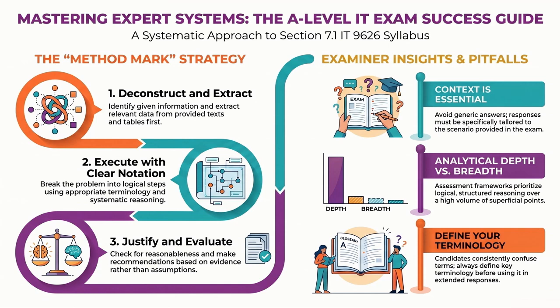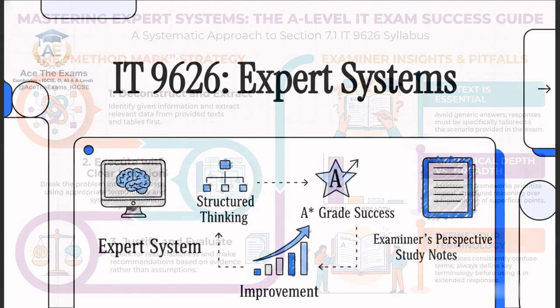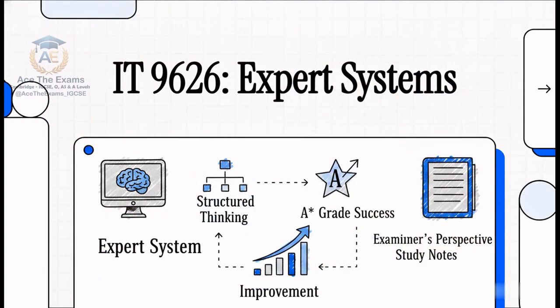Welcome to This Explainer. Today, we are unlocking the absolute secrets of the Cambridge IT 9626 syllabus, specifically focusing on topic 7.1, the advantages and disadvantages of expert systems. But listen, whether you're taking 0417, 0478, 2210, 9618, or our main focus today, 9626, the strategy is exactly the same. Think of these structural frameworks like magic spells. You just have to cast the right spell for maximum marks.